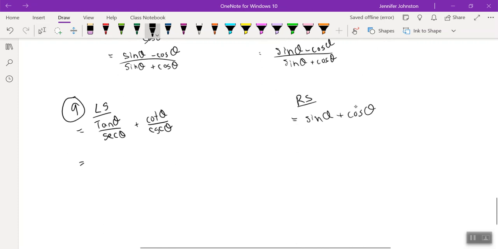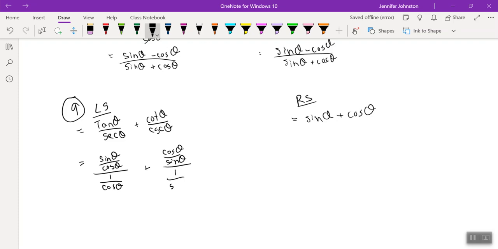So obviously we can't work on the right side, we're going to work on the left side. So tan is the same thing as sine theta over cos theta, and secant is the same as 1 over cos theta, plus cotangent is the same as cos theta divided by sine theta.